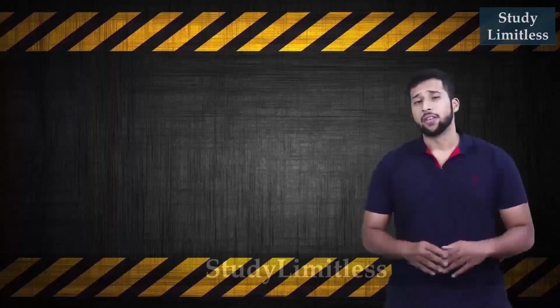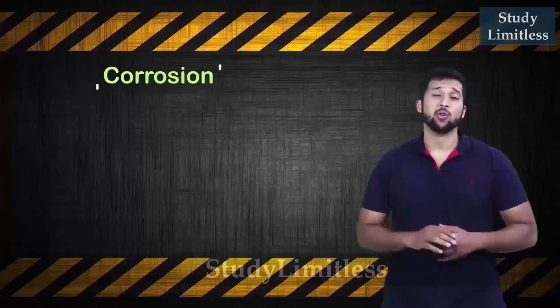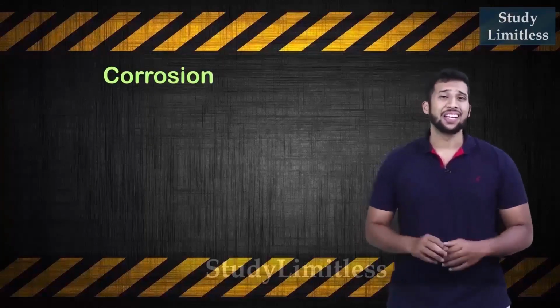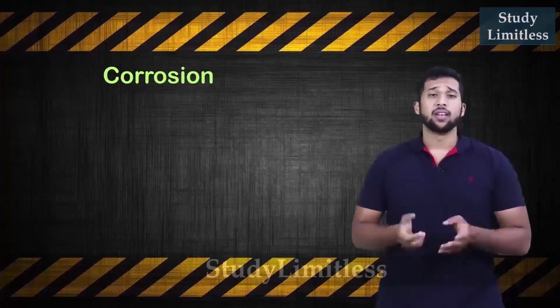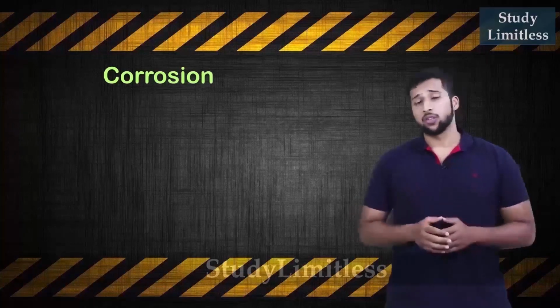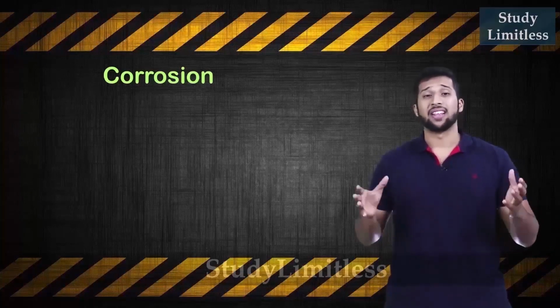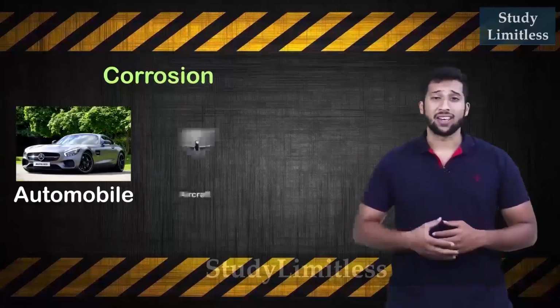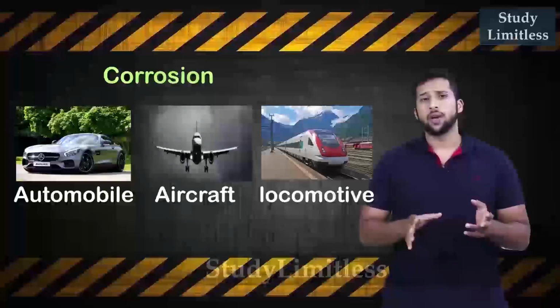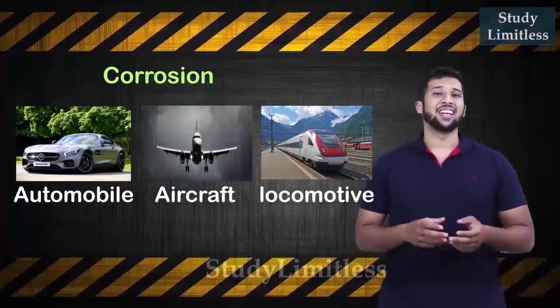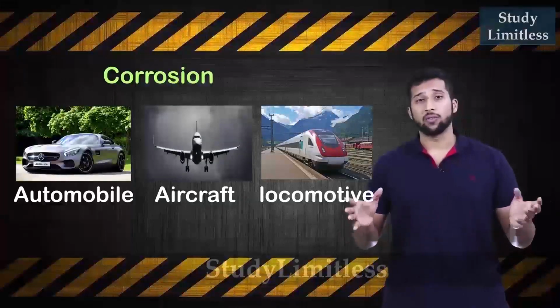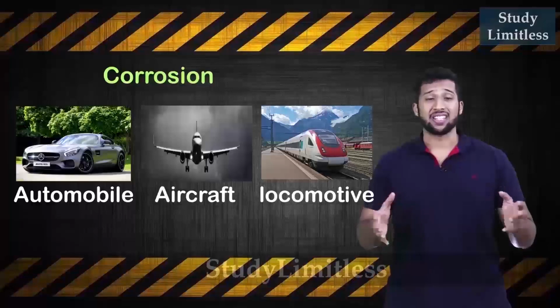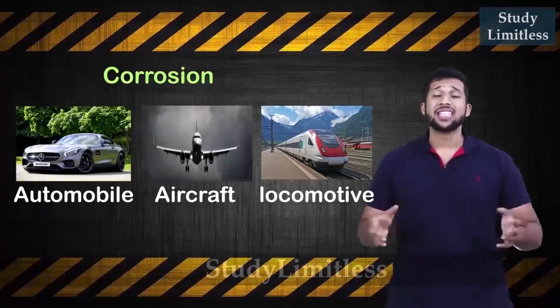Now, if you do remember, we have studied the concept of corrosion to which every metal is susceptible. Now, if you look around yourself, you can find that there is metal in different forms. It may be automobiles or aircrafts or locomotives. Now, you do not always see that an automobile or a locomotive or an aircraft is rusting or is corroded. The reason is simple.